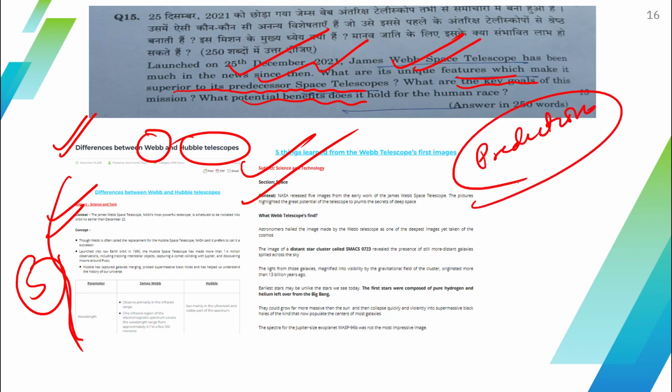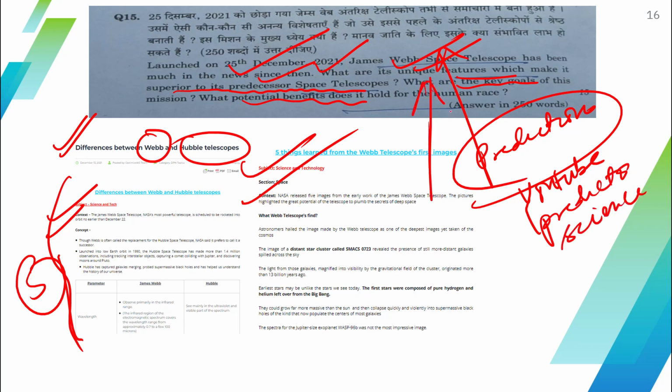This year I had predicted this James Webb Telescope. You can see my YouTube lecture on prediction on science topic. I had predicted that this topic is going to come, which is an unconventional question, but it has a very high probability to come in this year's examination. You can watch my YouTube science prediction to see the proof.